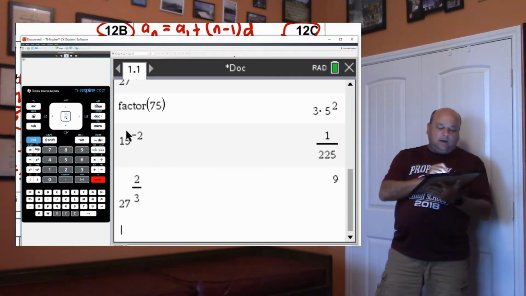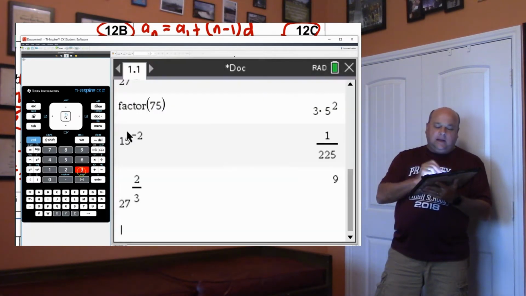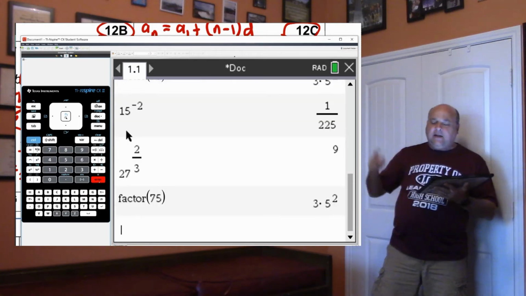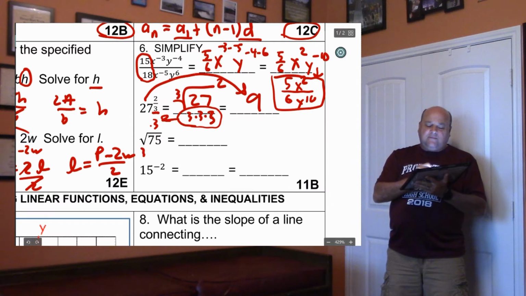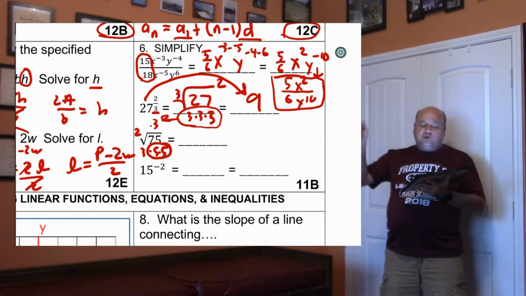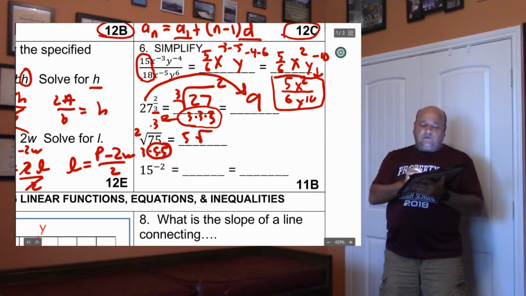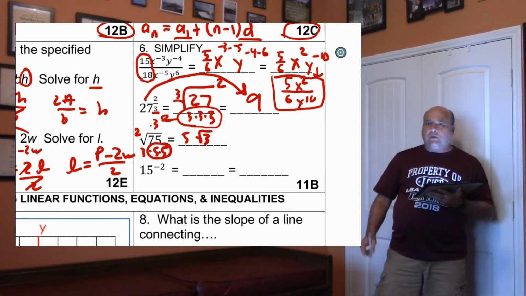So go to your calculator, menu, hit number 2, and then we want the factors of 75, so hit enter, and it's 3 times 5 squared. So we're going to write down 3 times 5 times 5, and remember, we're going to circle a pair of 2's because we have a square root. We don't have a cubed root. So I'm going to take a 5 out, and the 3 stays in. These two answers will give me the same decimal, okay?